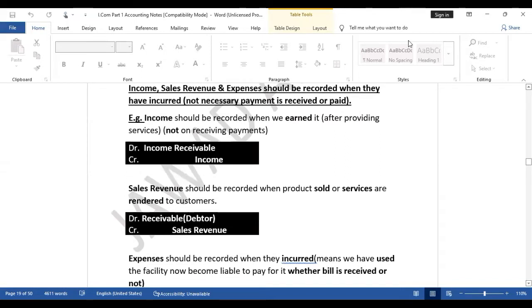Similar effect will be applied on the sales revenue. So when any sale is done, the entry will be debtor debit, sales credit, meaning that the right to receive money in the future will increase, and sales revenue, that is our income, also increases.